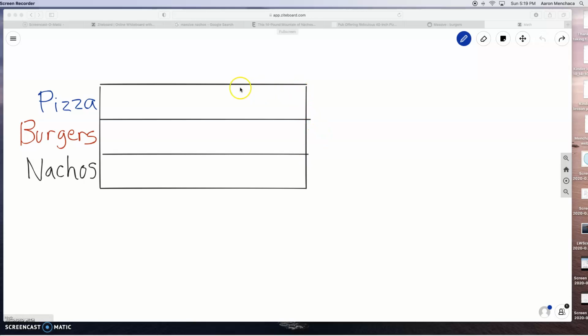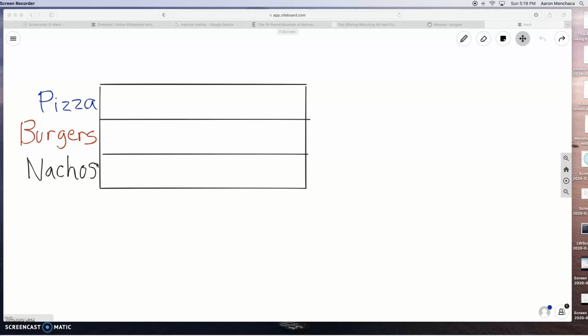And now if you've made your rectangle, go ahead and just label each part of the graph. And we're going to write pizza here on the top, P-I-Z-Z-A. And then burgers, B-U-R-G-E-R-S. And nachos, N-A-C-H-O-S.